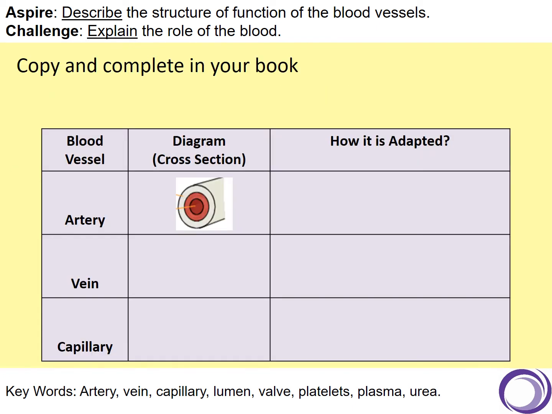So I want you to do this in your book. Draw the table out, put the blood vessel in, artery, vein, capillary, and then draw a quick diagram of what a cross section would look like. So has it got a thick wall or a thin wall? Has it got a wide lumen or a small lumen? And then how is it adapted? If you want to put this straight onto a revision card, then that's fine. I'll give you a good while. I'll give you 5 minutes to do this. Off you go.